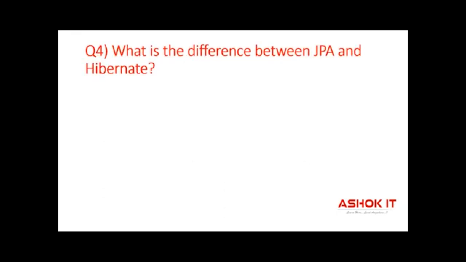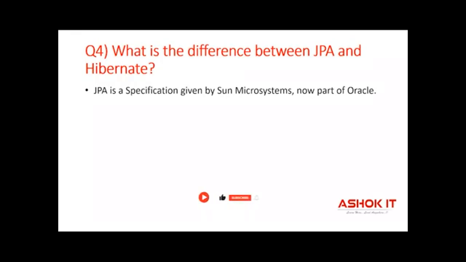Question number 4. What is the difference between JPA and Hibernate? This is one of the most asked questions. The first point you should understand is that ORM is a theory. JPA is a coding specification given by Sun Microsystems, of course now part of Oracle. They said you follow some set of interfaces and annotations so that you achieve the programming of JPA that follows ORM. But by using JPA alone, we can't write the complete application.